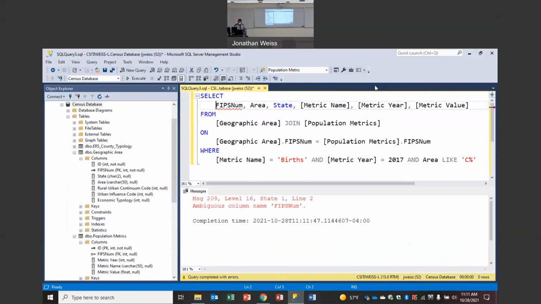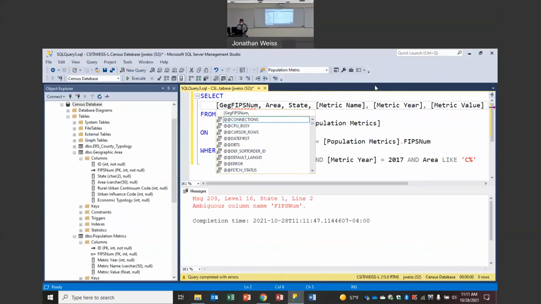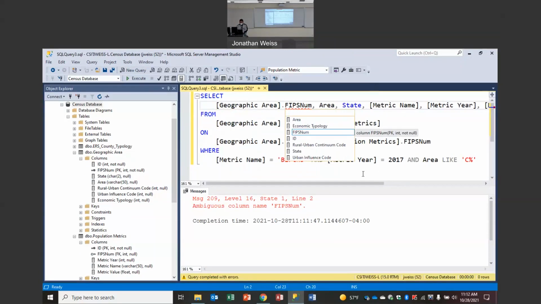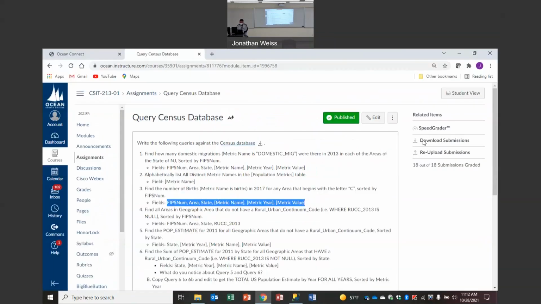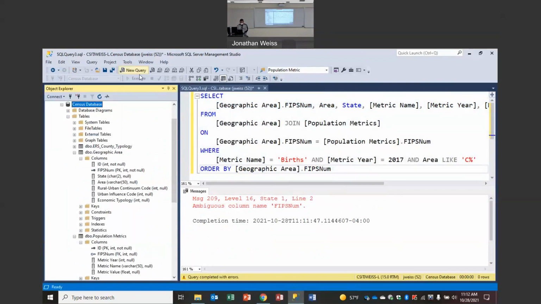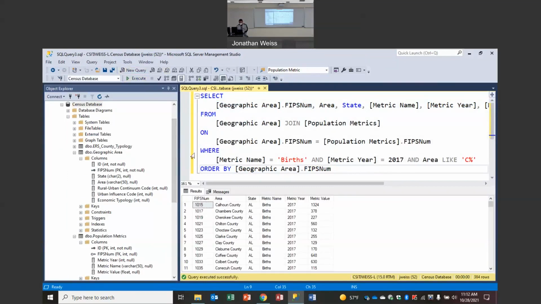Yep. I remembered to do that in the first one, but I forgot to do it in this one. Oh, I forgot to order this also. Well, let's do that. Geographic area, Phipps num. And does it say how to order it? Sorted by Phipps num. Okay, so we forgot our order by statement here, so we have to put an order by statement there because it says how we want it sorted. And once again, geographic area. And there we go.